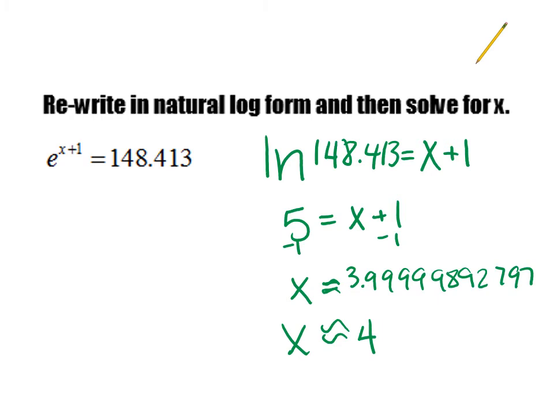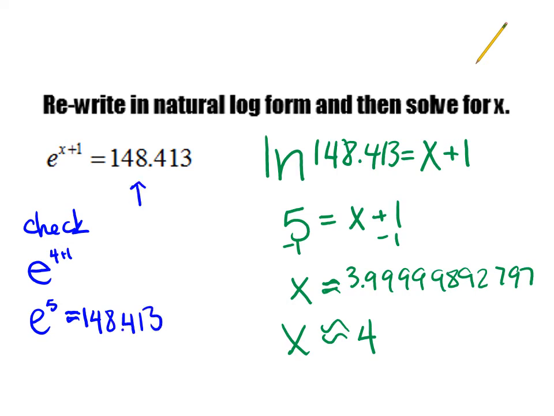Here's what's great about these ones with numbers. You can check your answer. So let's do a quick check. If it's approximately 4, that means I have e to the 4 plus 1, which is the same as e to the 5th. If I type in e to the 5th into my calculator, I get approximately 148.413, which checks out. So I know that I got the right value.